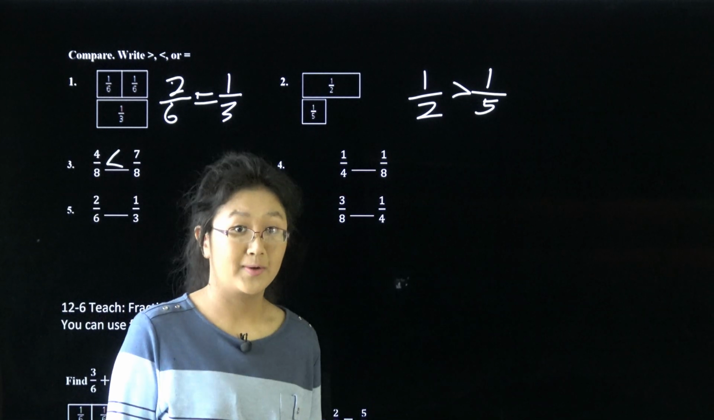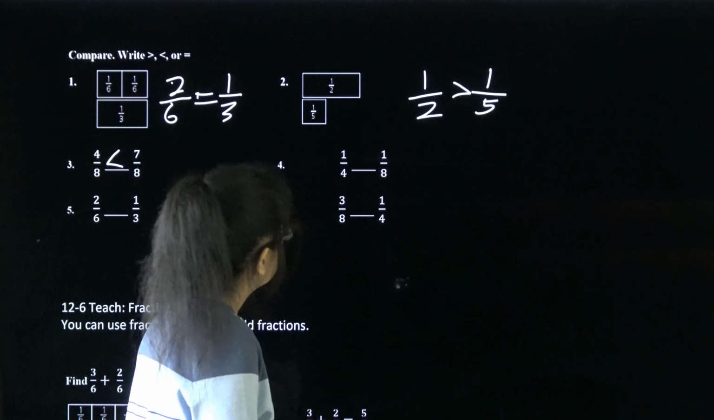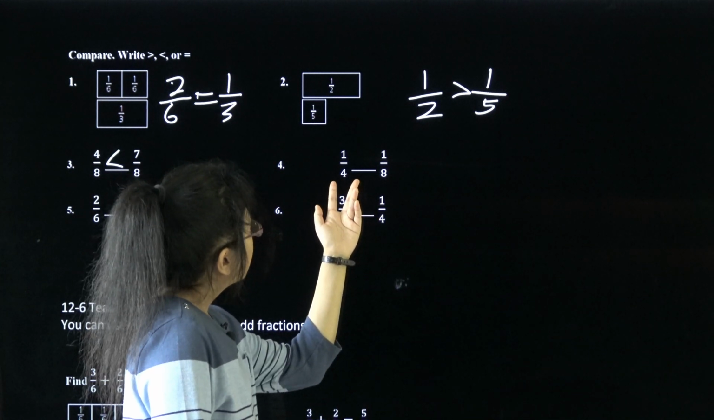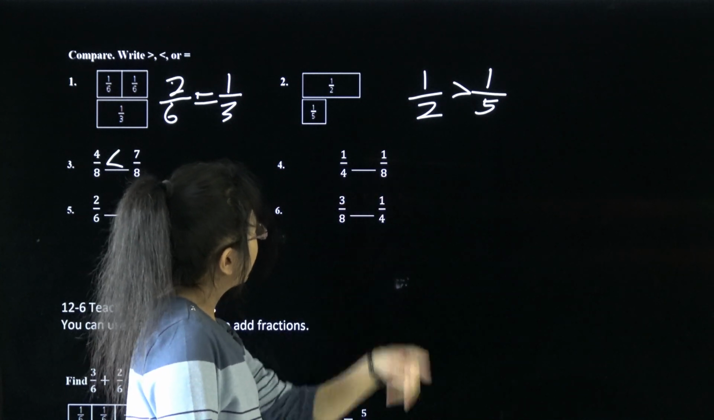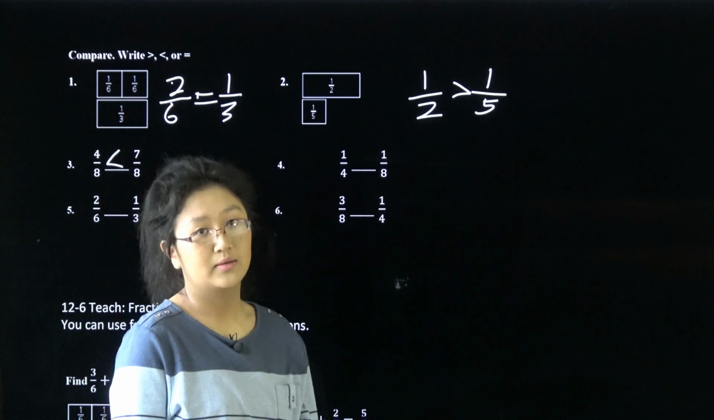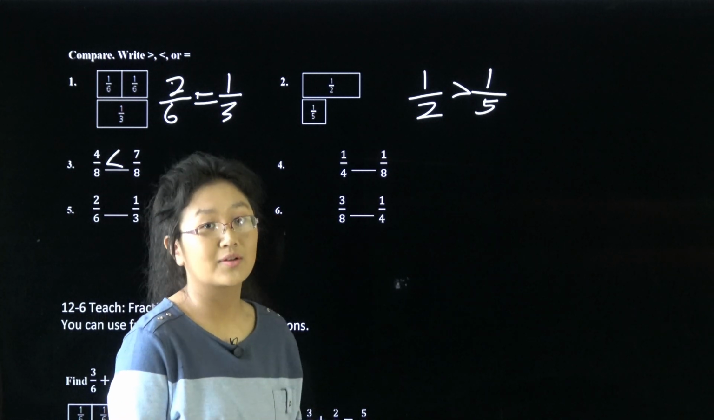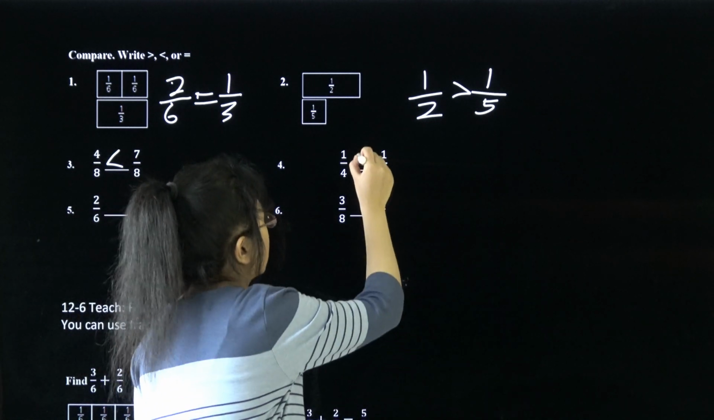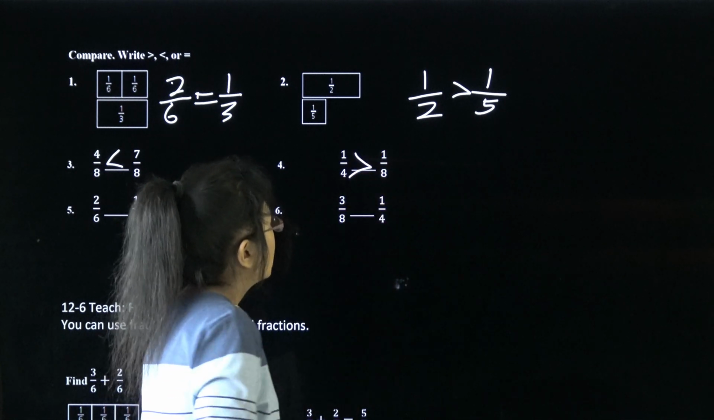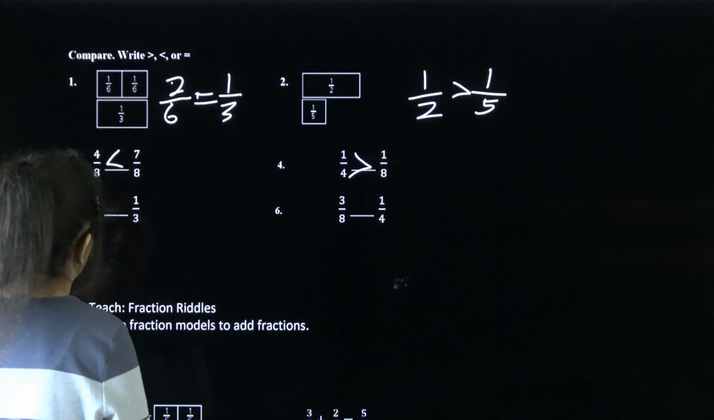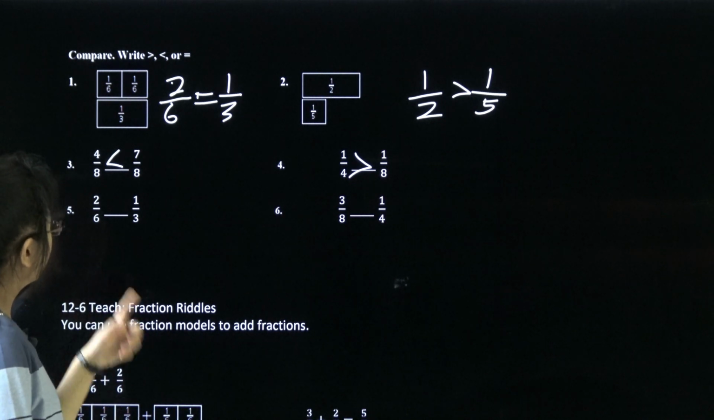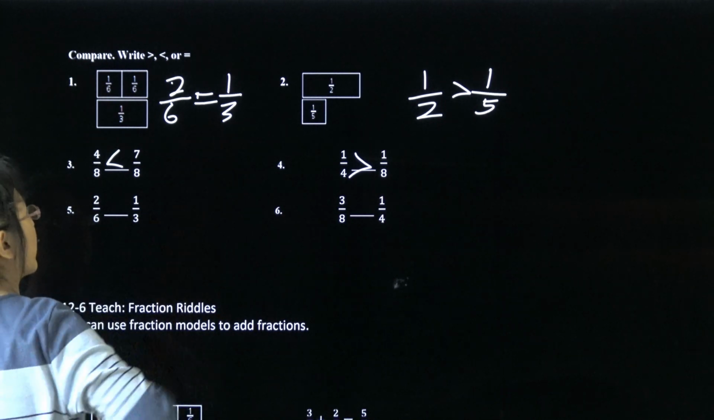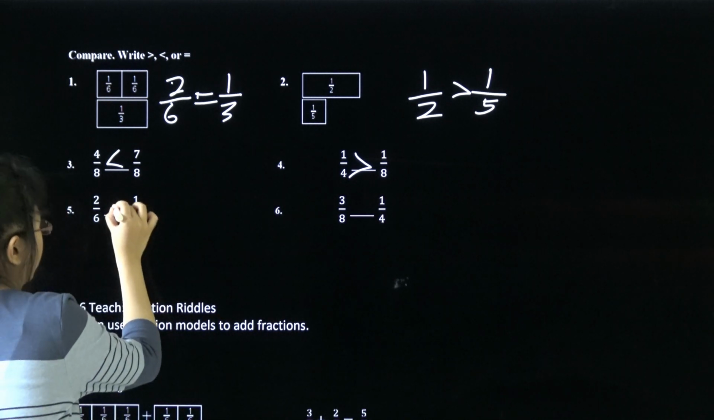Oh, another one where the numerator is the same. What's with the ones? Anyhow, 1/4 and 1/8. Is 4 smaller than 8? Yes. Is the numerator the same? Yes. So 1/4 is larger. Now we move on to 2/6 and 1/3, which is literally right up here. They're equivalent fractions.